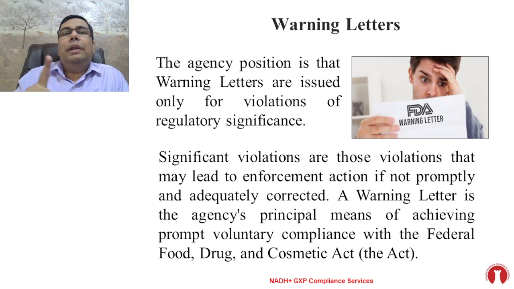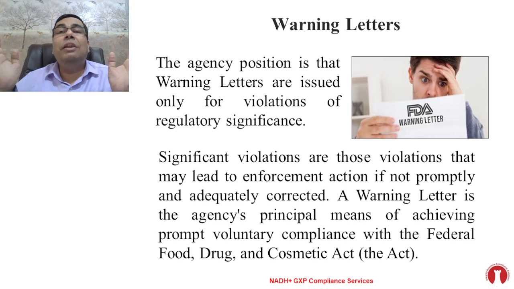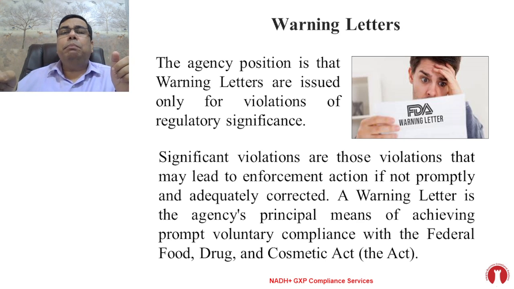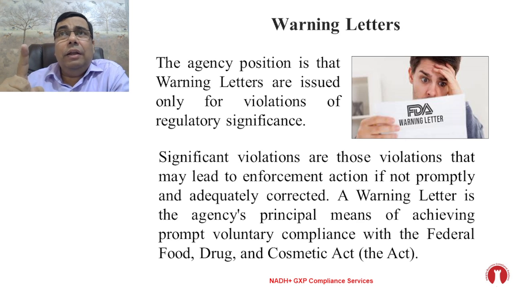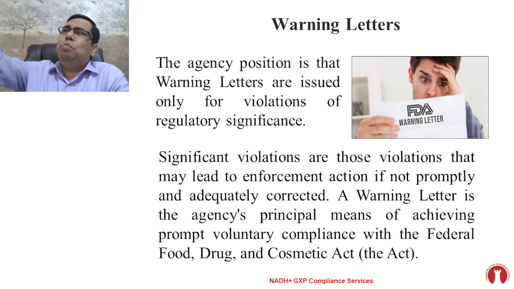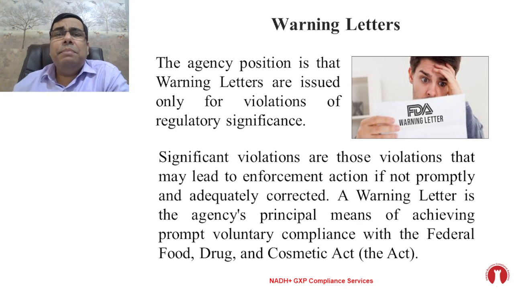The agency position is that warning letters are issued only for violations of regulatory significance. Significant violations are those violations that may lead to enforcement action if not promptly and adequately corrected. So if you have not taken the action promptly, you just write a very good CAPA, but all actions are given 6 months, 4 months, 3 months dates, that means you have not taken the actions promptly. And if your actions are not adequate, that also will lead to the issuance of a warning letter.